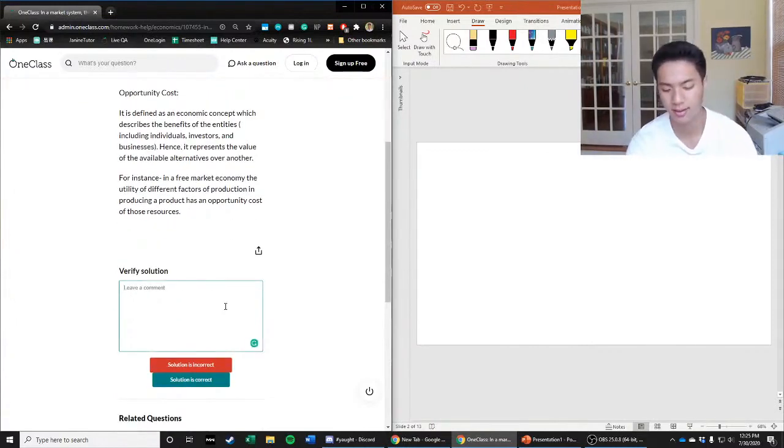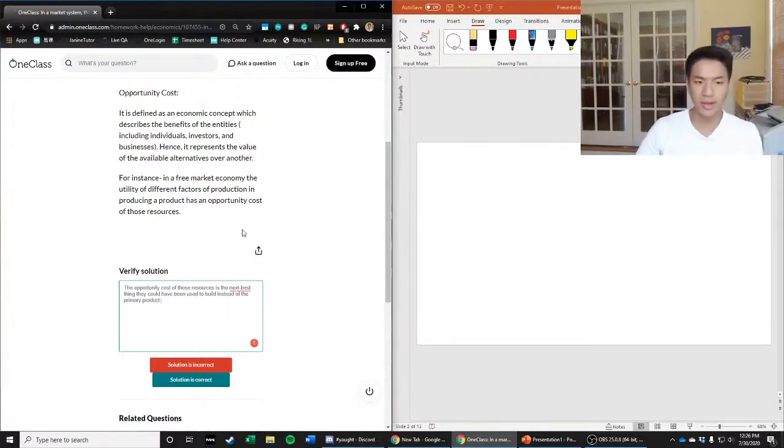We can just add that the opportunity cost of those resources is the next best thing they could have been used to build instead of the primary product. That's just a quick clarification to give that example some more applicability, but there's no real correction to be made here other than that, so we're going to mark this as correct as well.